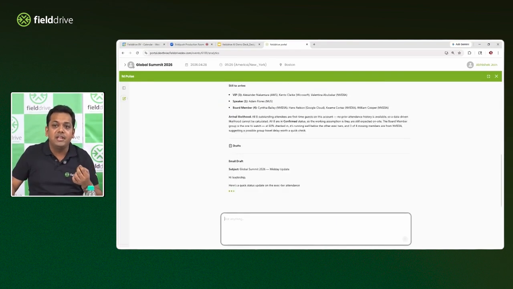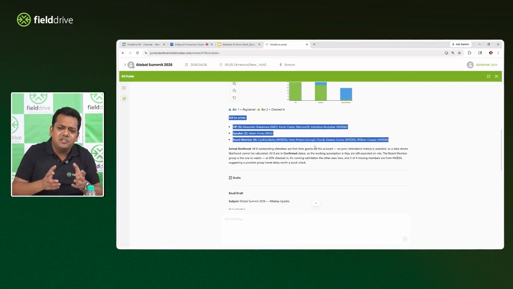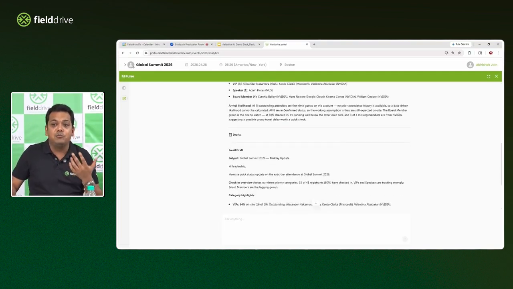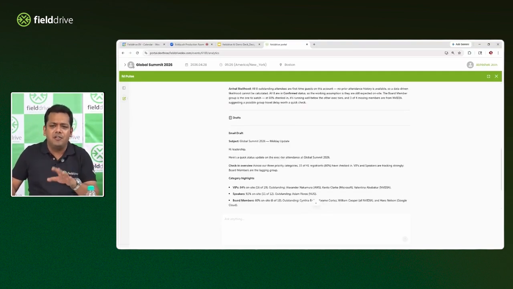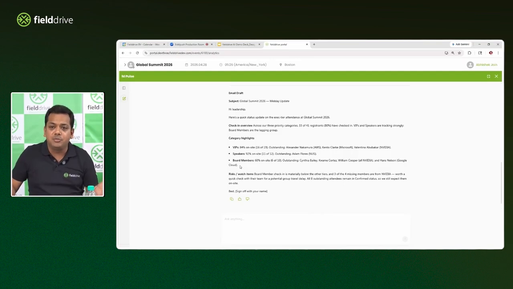But most importantly, please focus your attention on this section. It tells you specifically who has not come, so that you can nudge the right people if you wish to. And based on past behavior, you can also understand the likelihood of them coming. You can also quickly draft an email, and this is a smaller function, but you can draft an email that you can send to whoever it needs to be sent to. This was a simple use case.